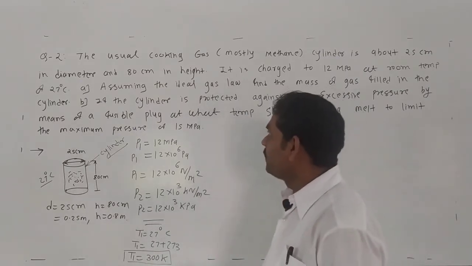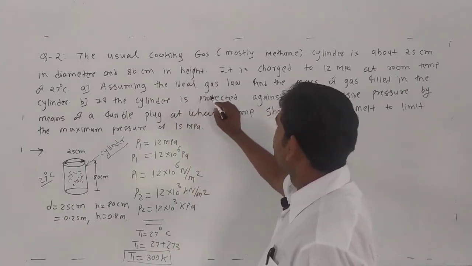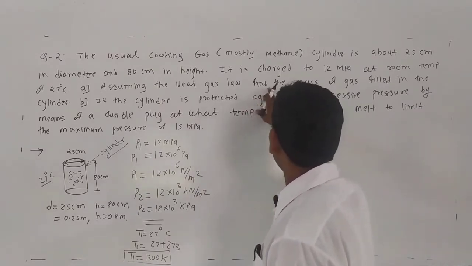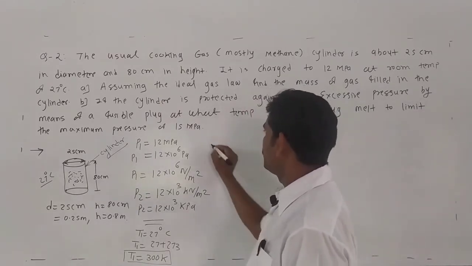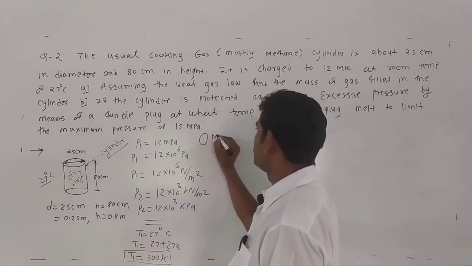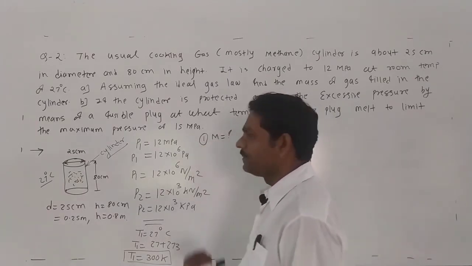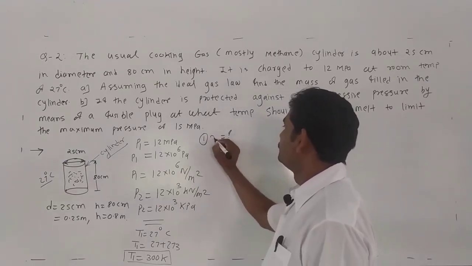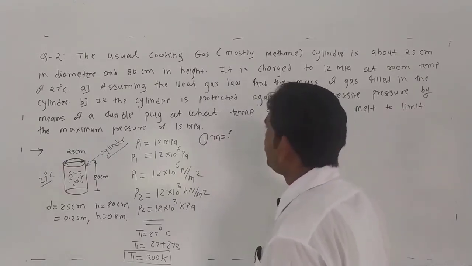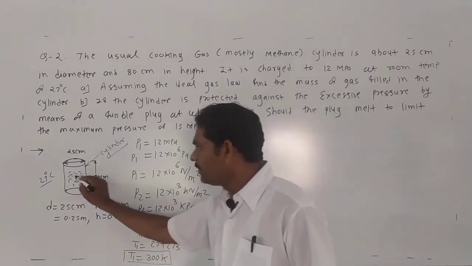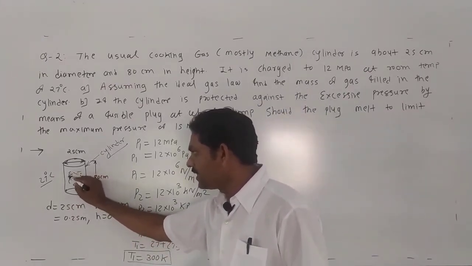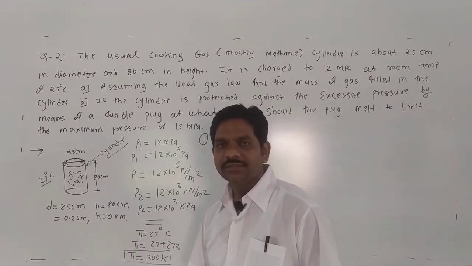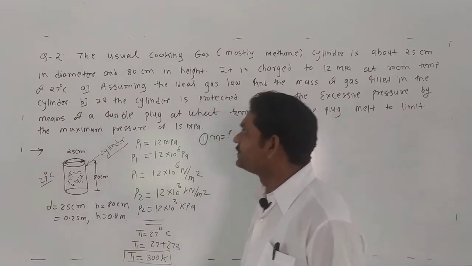So what is asked in the problem? Assume the ideal gas law. Means we have to assume the ideal gas law here. Find the mass of the gas. Means our first parameter we determine is the value of m, the mass of the gas. Okay, how much mass of methane gas is filled inside the cylinder? This will be calculated here.